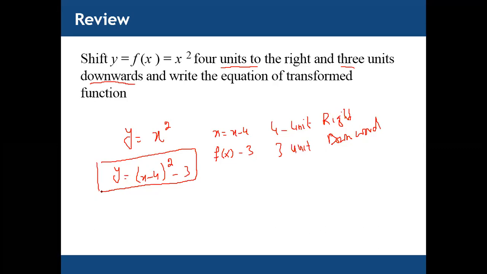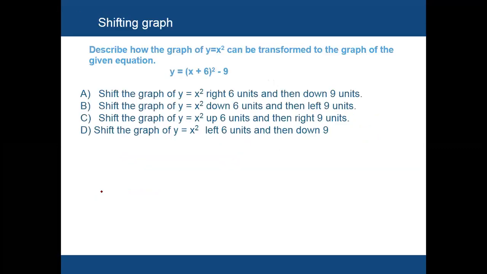Okay, who will tell me about this question? Which option is correct? A, B, C, D. Think about it.